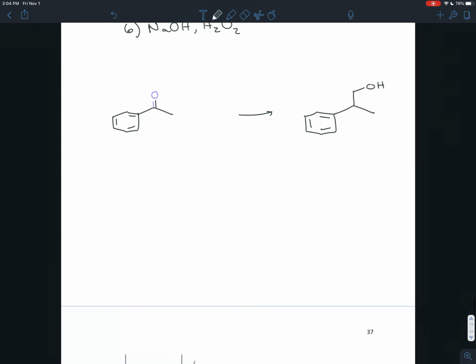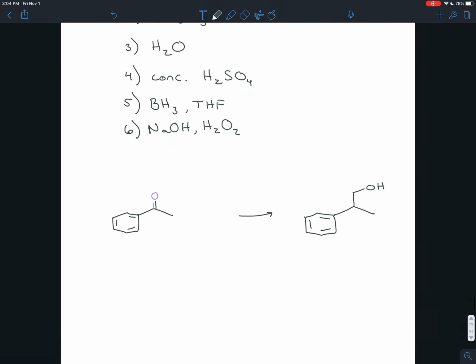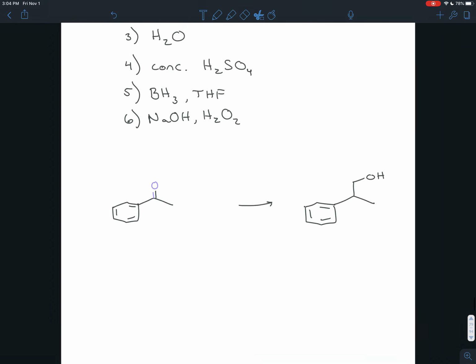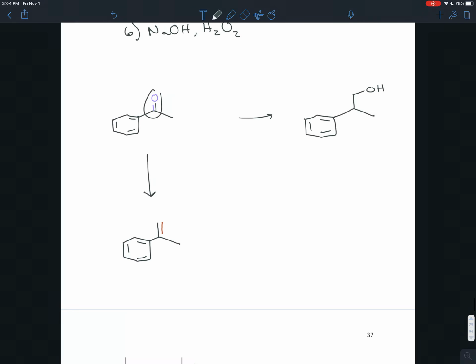So how can you make this transformation? Well, you could skip from the ketone to the alkene in one step by doing a Wittig reagent. A Wittig reagent allows you to turn a ketone or an aldehyde into an alkene, which is what you see here. This has a new carbon-to-carbon bond there.